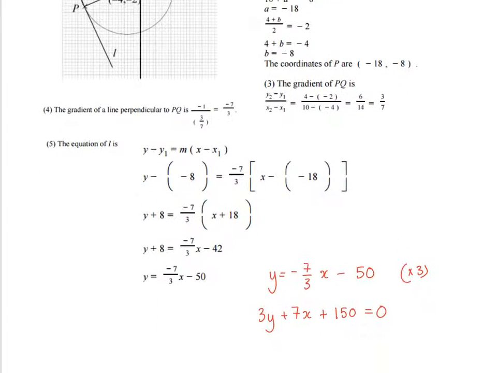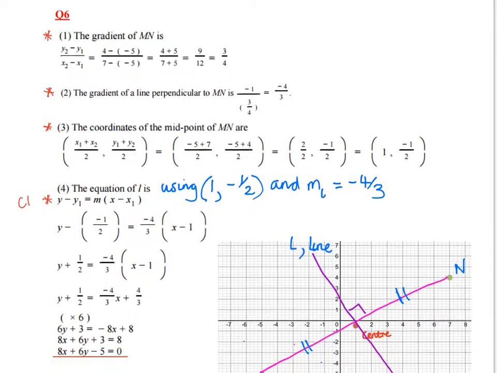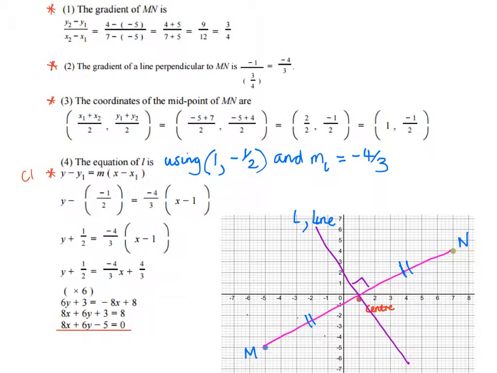Okay, moving on to question 6. We have to find out the gradient of MN. Then that allows us to find out the perpendicular gradient. Then we want the midpoint. Then I use this point here and the gradient of minus 4/3. Pop it into the equation from C1. Work your way through, and then you've got it in the form of, it's asked ax plus by plus c. So hopefully you work your way through that. I've done a diagram just at the side there, and it gives you a good idea of what's going on.